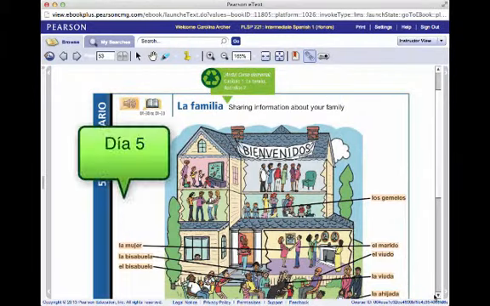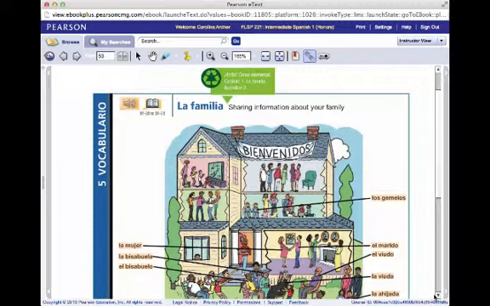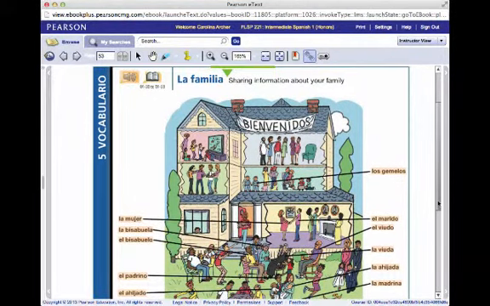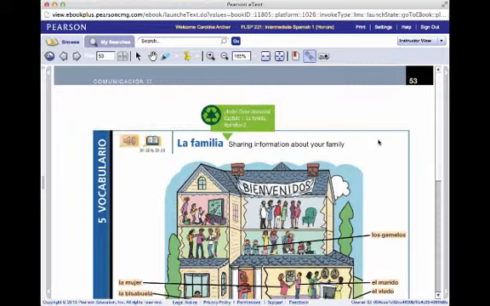Bueno, muy bien, llegamos al día número 5 y en el día número 5 vamos a ver solamente un poco de vocabulario en cuanto a la familia, okay? So we're going to learn to share information about our family, and you already know the basic terms to talk about family. And if you need more vocabulary, you can go to Apéndice 2 in your textbook, and you're going to have the vocabulary that we saw about family in the elemental textbook. Okay, so you have a list of vocabulary there if you want to refresh your memory.